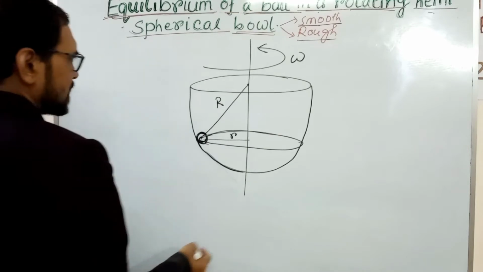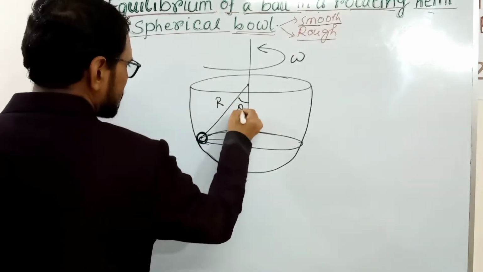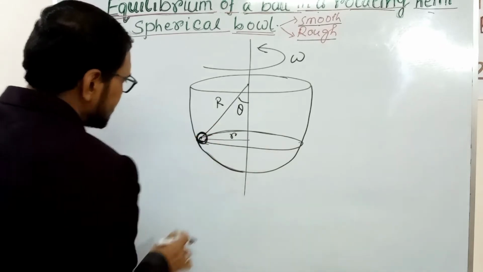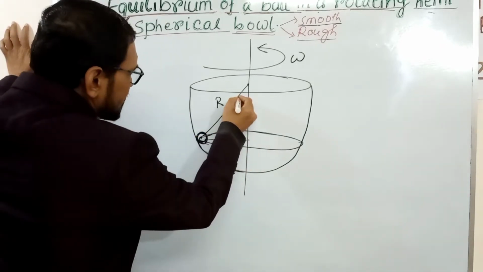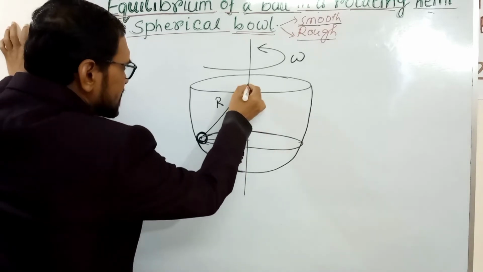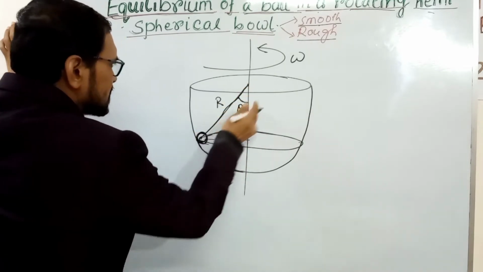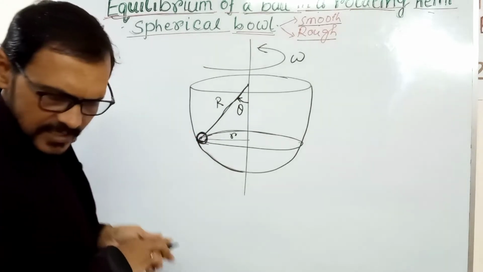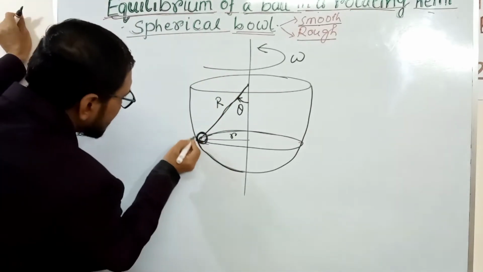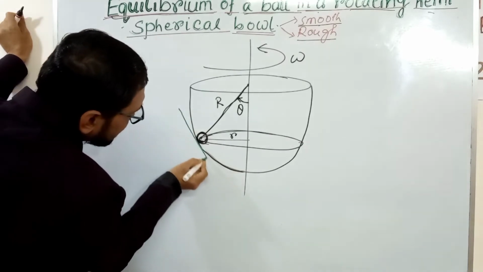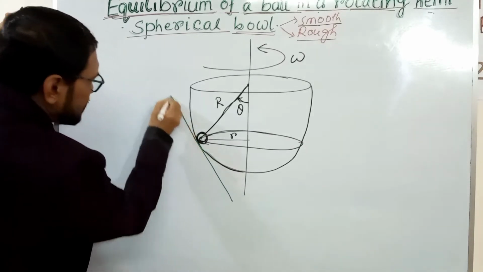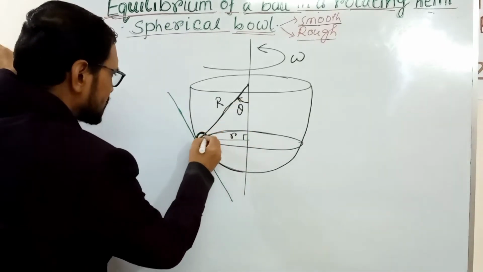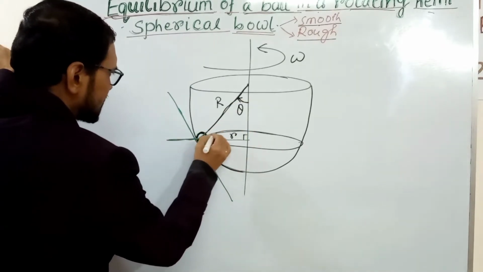Now this angle is suppose theta. That is, the ball is in equilibrium at an angle theta. Theta is measured with the vertical axis at this angular position. So this is the angle theta. Now we draw the tangent here. This angle is 90, this is theta, so this angle is 90 minus theta.